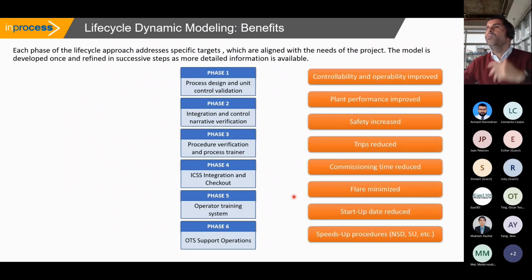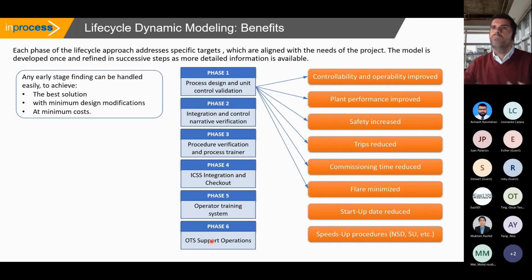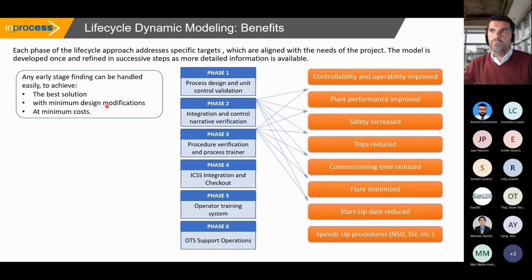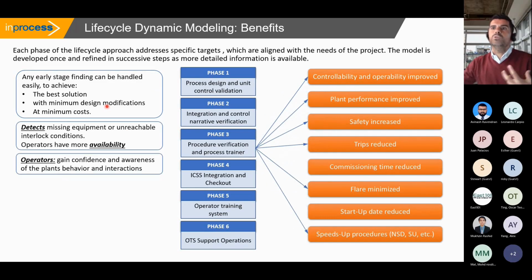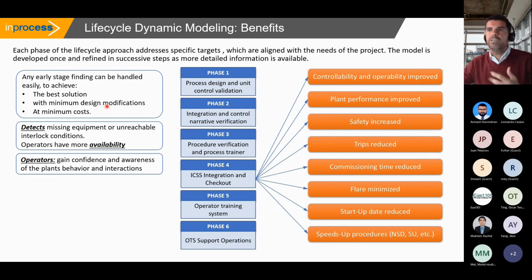And how being engaged early from the very beginning, from the process design and unit control validation till the OTS support to operations, we have been able to have early stage findings for the best solution, for the minimum design modification, and at minimum cost. So we have been able to detect the missing equipment and unreachable interlock conditions. Operators have more availability about this facility. Operators gain confidence and awareness about the plant behavior and interactions.